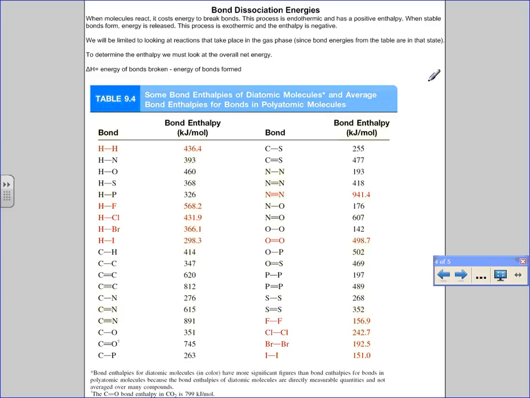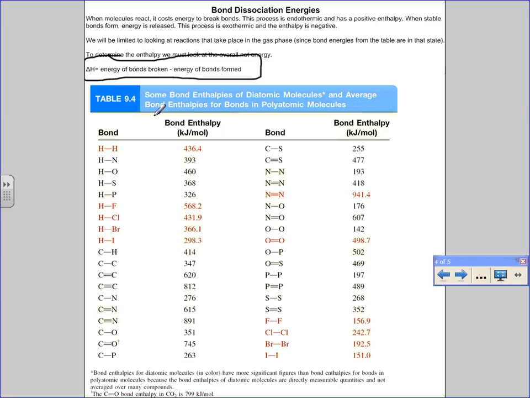And what we're going to be looking at is the overall net energy. So the formula for finding the delta H is to take the total amount of energy to break the bonds and subtract the total amount of energy released when you form the bonds. Now, when you're using this formula, you're not going to need to think about whether something's exothermic or endothermic. That's taken into account in the formula. We take all the endothermic and we subtract all the exothermic, so the sign is built in.